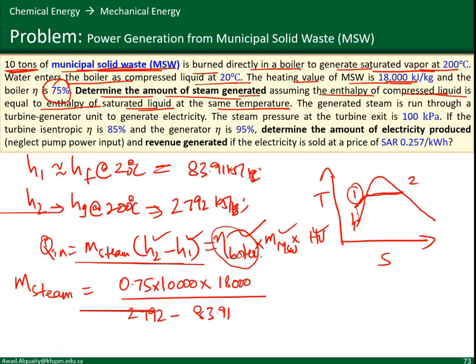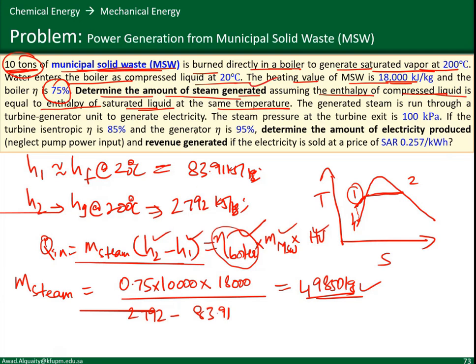Okay. So when we do that, the mass of the steam comes out to be 49,850 kilograms. So this is the amount of steam you can generate by burning 10,000 kilogram of municipal solid waste. Okay. So this is part one of the problem.